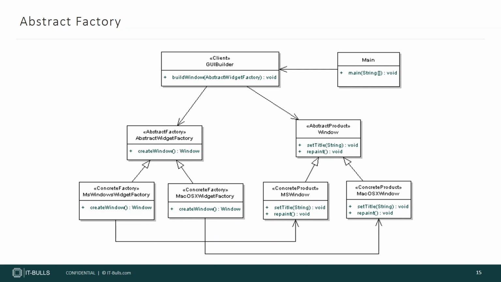So, in this task, when I create window, I need to create set of objects, buttons, scroll, content area, and so on. And I can't create scroll for Windows and combine it with macOS buttons. Understand? That's why we can talk about family of objects that can work together with each other. I will pass my abstract factory to GUI builder so that GUI builder can use abstract factory to create all necessary elements for my window.